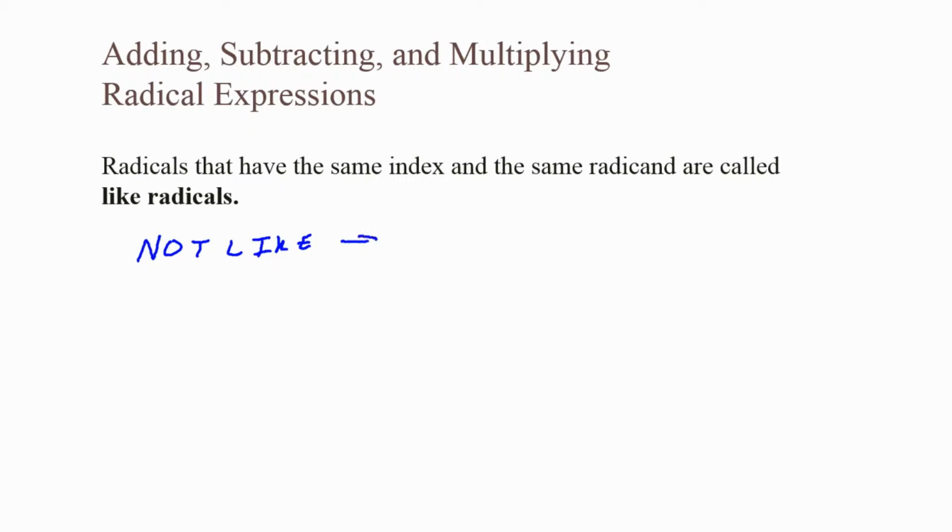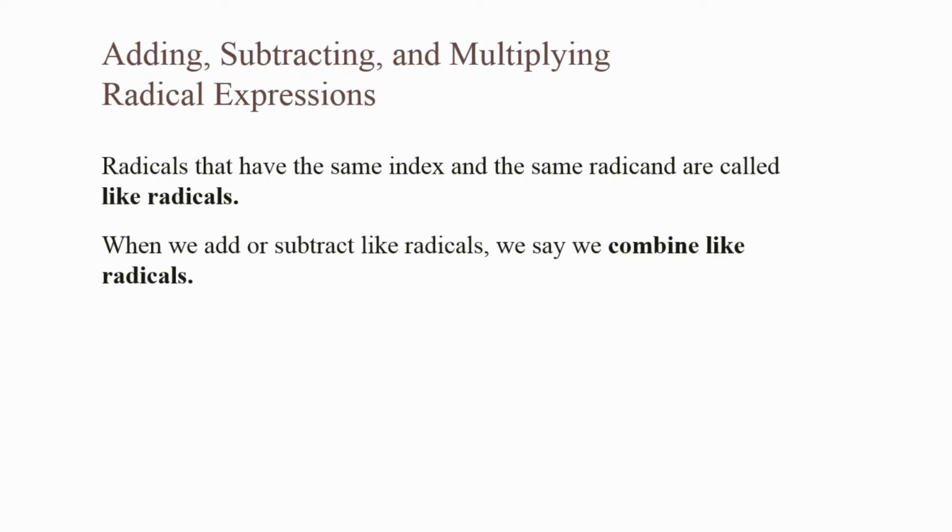If they are not like radicals, it would look like the cube root of x and the square root of x, or the cube root of x and the cube root of x squared. Both the root and what's under the radical have to be exactly the same to be considered like radicals. When we add or subtract like radicals, we say we combine like radicals.